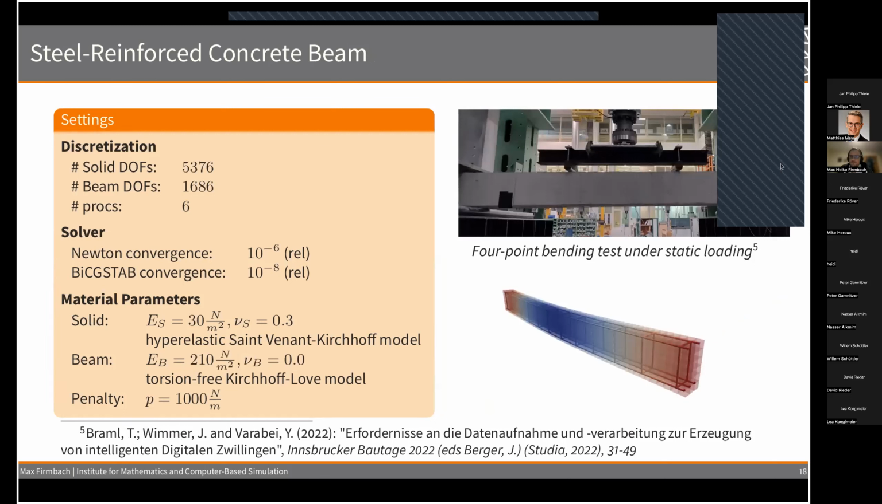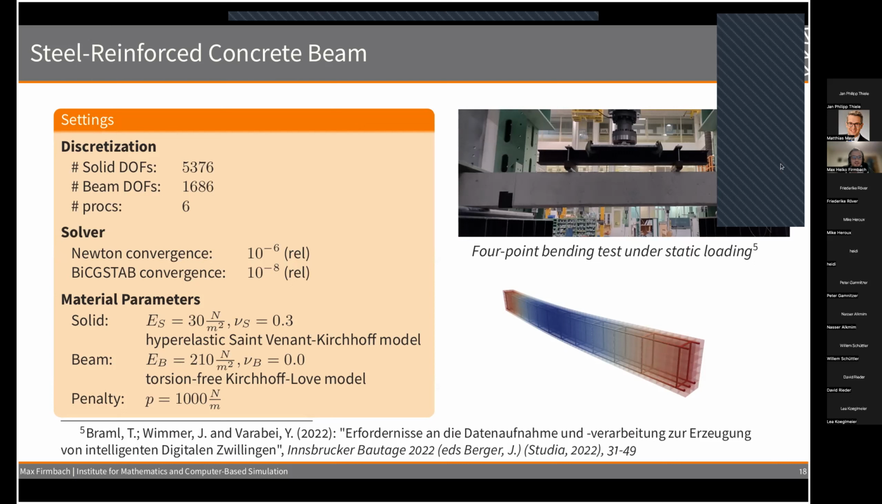And maybe showing an example of why this is important also for the real world and not only from a mathematics point of view. At our institute, we have a lot of people that work with concrete and modeling concrete and applying things to structures that are made out of reinforced concrete. So you can see here a beam that is pressured under this 4-point bending test. And we try to solve this with our preconditioner, which turned out to work quite well.